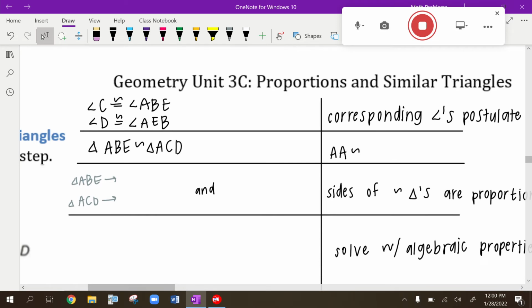Now I can do exactly what I did in example 1 and write my proportion. So for example, I'm going to have to find x and I'm going to have to find y. So I'll write triangle ABE in the numerator.